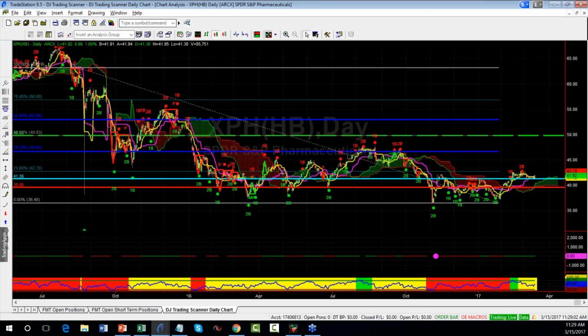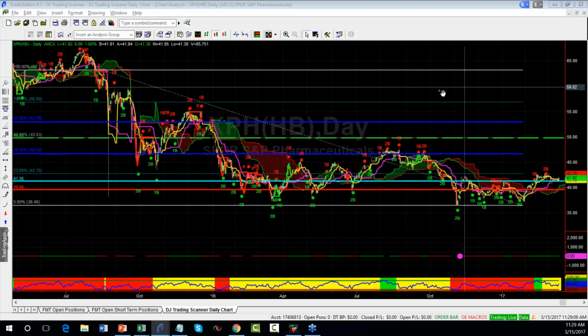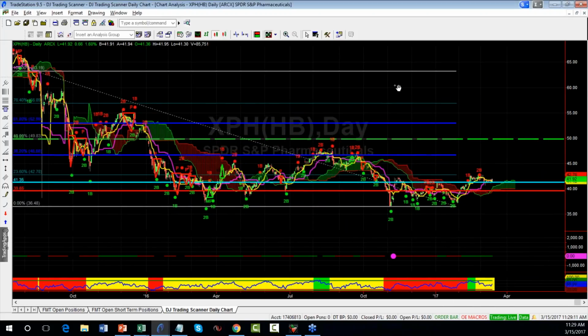Target on XPH is this green line, which is 49.83.